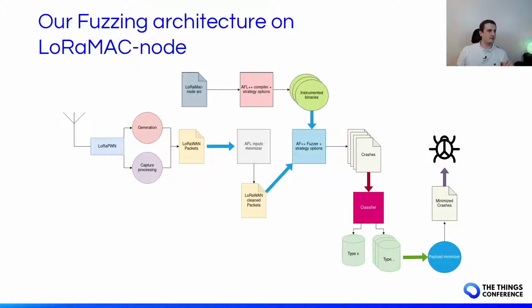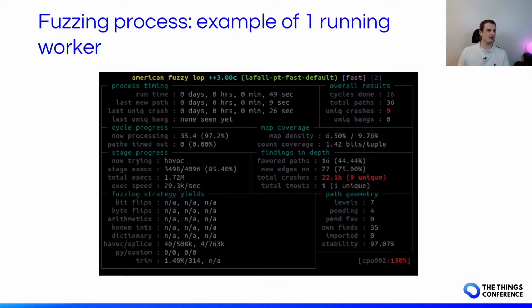And like that, we have developed our own architecture in order to get, for example, some generated packets from LoRaPWN. We can generate packets, or we can also capture packets, and then we can minimize them. After that, we can try to instrument some binaries in order to do some mutations. Then, based on the inputs, we can get some crashes, classify the crashes, and try to see if we face some vulnerability or not based on the crashes.